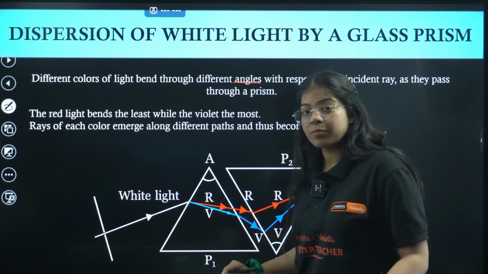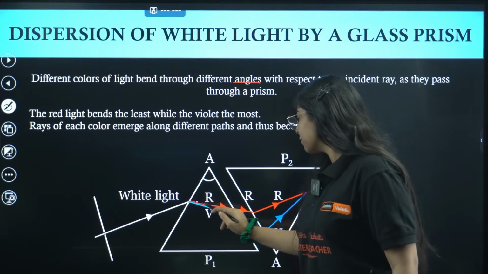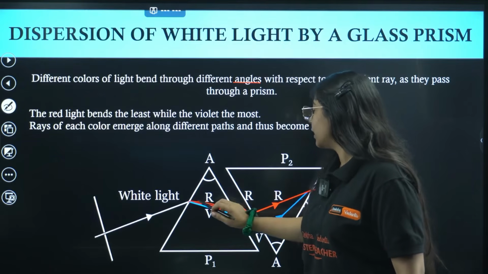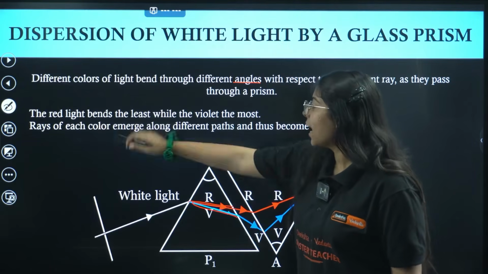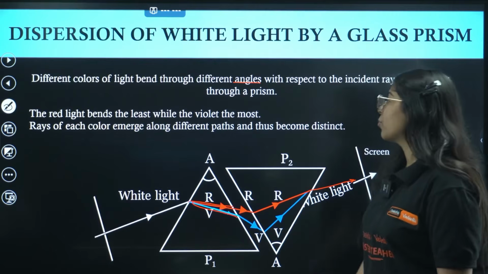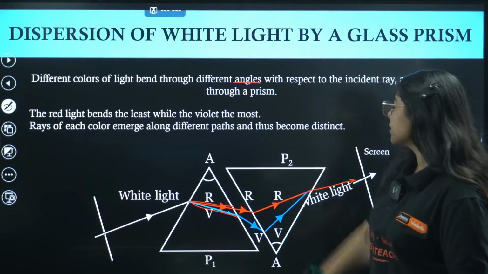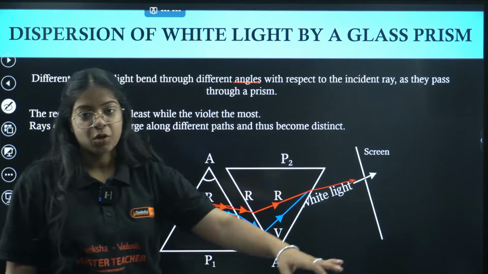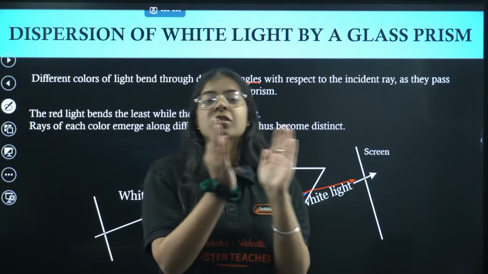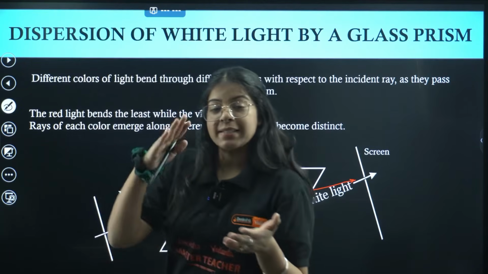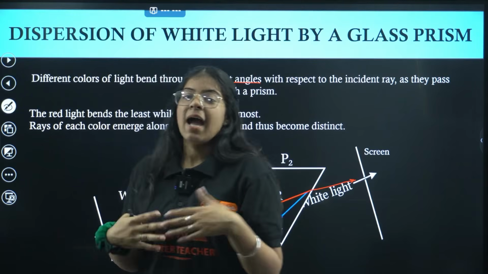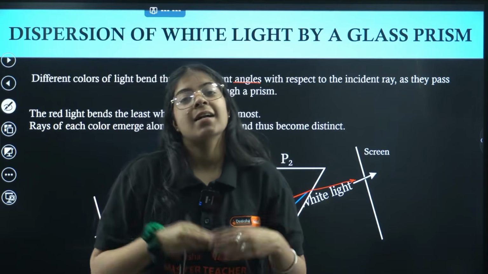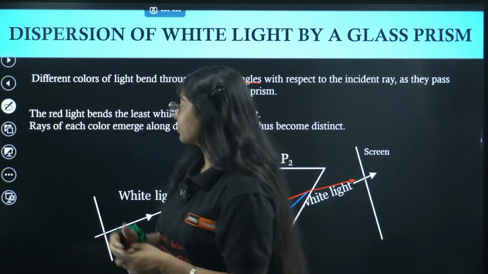Now, this is something to remember. Red light bends the least and violet bends the most. And the rays of each color emerge along different paths and thus become distinct. Each color in that VIBGYOR emerges through a different path. They bend at different angles, and thus we see them as distinct colors.